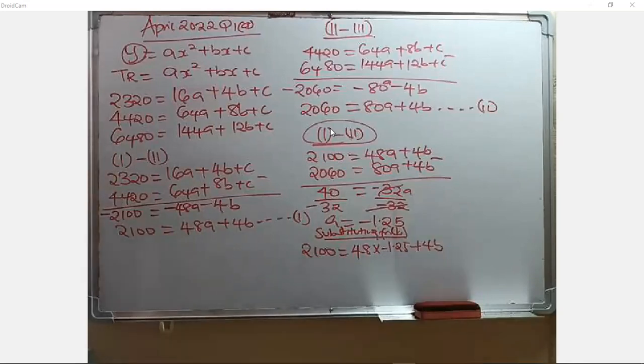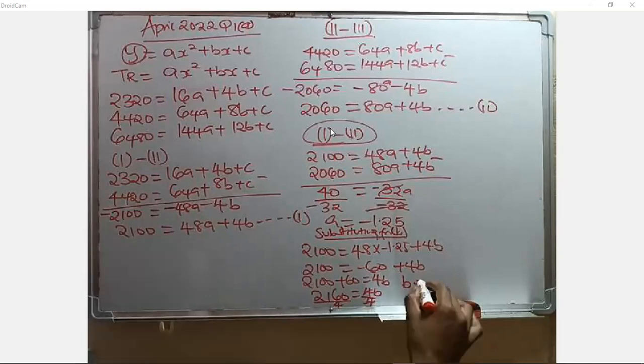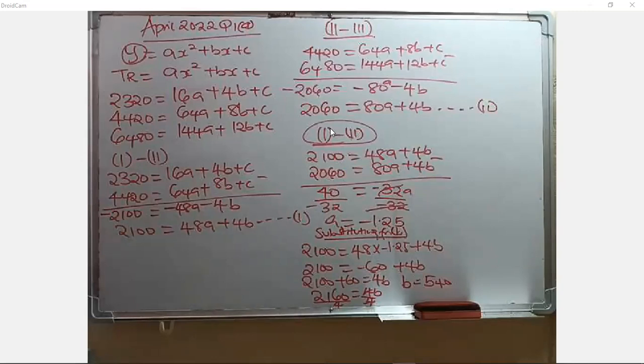So 48 times negative 1.25 is negative 60, plus 4b equals 2100. So 2100 plus 60 equals 4b, meaning 2160 equals 4b. We divide by 4 on both sides, so b equals 2160 divided by 4, which is 540. Very good.